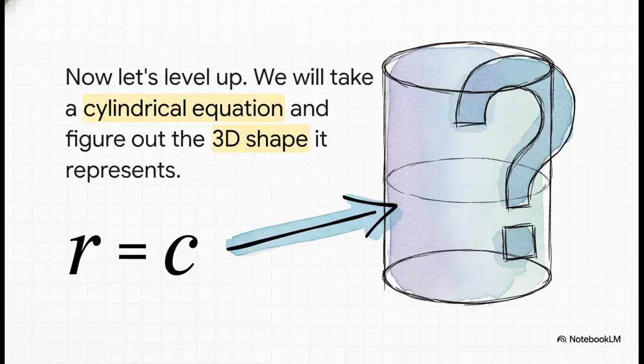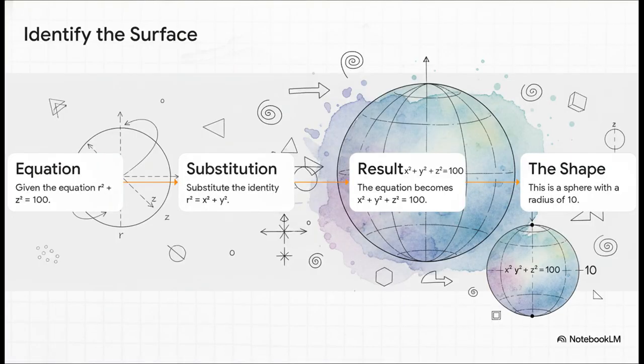Okay, let's level up. This time, instead of just a point, we're going to take a whole equation written in cylindrical coordinates and figure out what 3D shape it's actually describing. Okay, check out this equation. R squared plus z squared equals 100. The magic key to unlocking this is our absolute favorite conversion identity. We know that r squared is just a stand-in for x squared plus y squared. So let's just swap it out. And instantly, the equation becomes x squared plus y squared plus z squared equals 100. And hey, we all know that one. That's a perfect sphere right at the origin with a radius of 10.